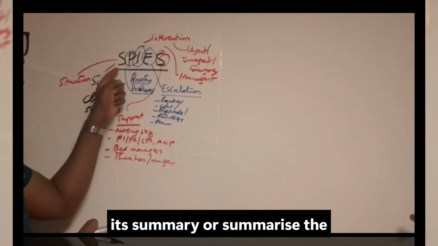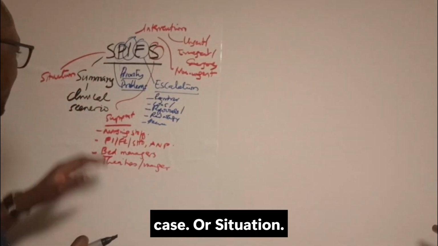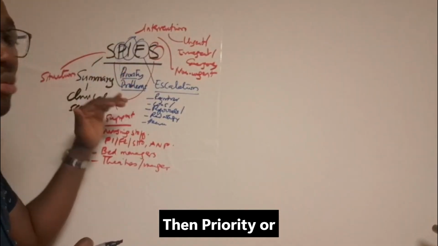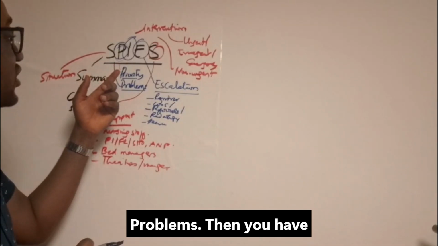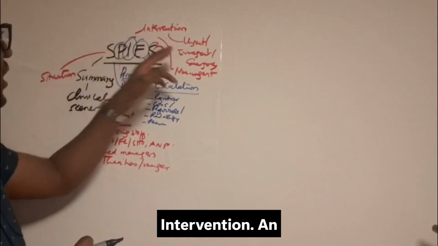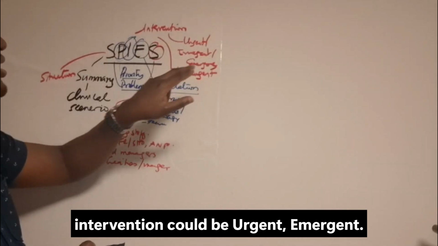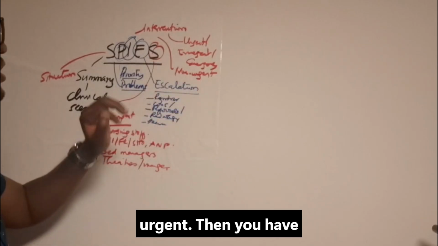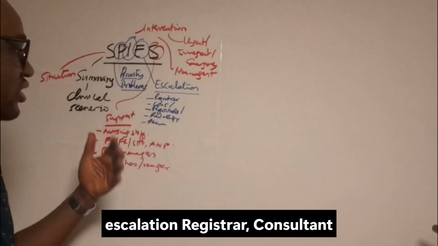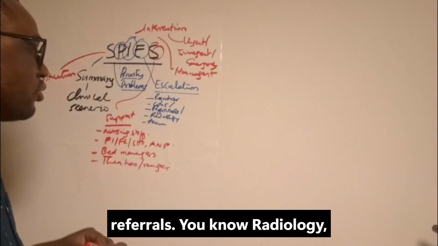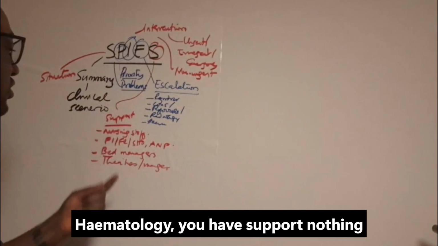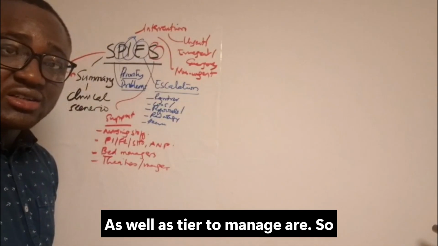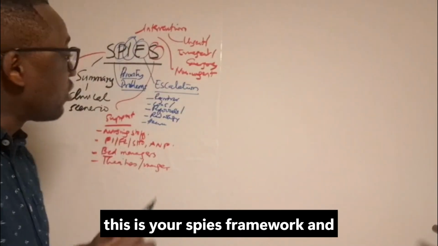So remember, a summary or summarize the case or situation, then priority or problems, then you have intervention, and intervention could be urgent, emergent, or emergency. Then you have non-urgent, then you have escalation, registrar, consultant, referrals, radiology, hematology. You have support, nursing staff, F1, F2, bed manager, as well as theater manager. So this is your SPIES framework and overview.